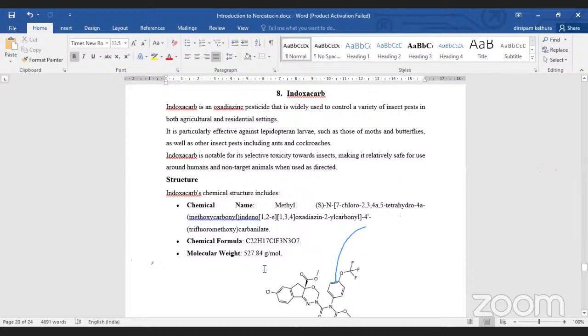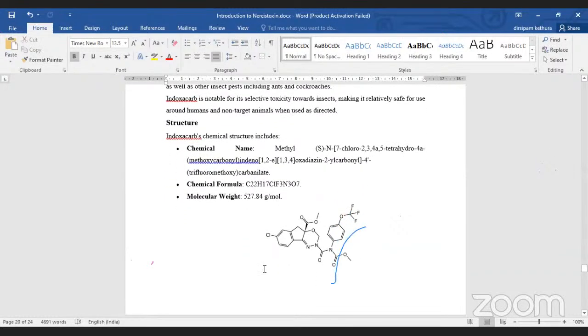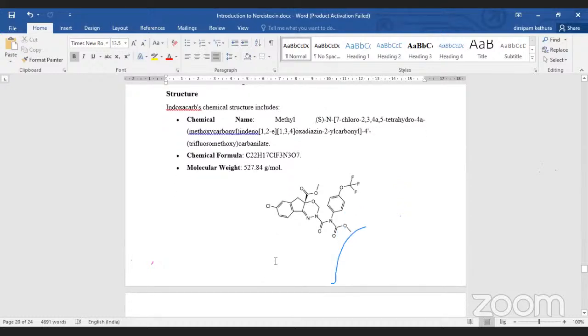The next one we have to study here is indoxacarb. This is another broad spectrum insecticide, which is effective against a number of lepidopteran pests. Despite the name, this substance is not related to the carbamate insecticides. Once it is absorbed or ingested, feeding cessation occurs generally within 2 to 8 hours. And coming to the structure, this is the structure of indoxacarb.